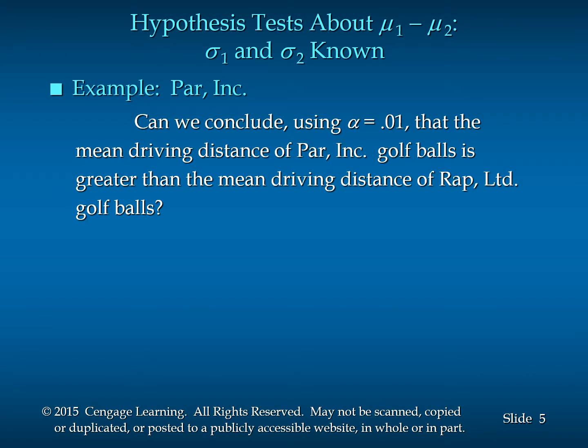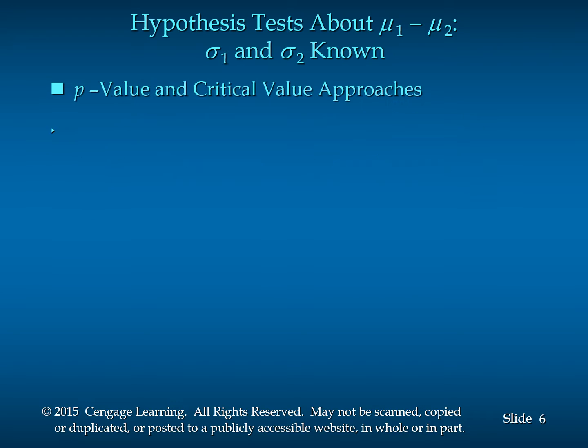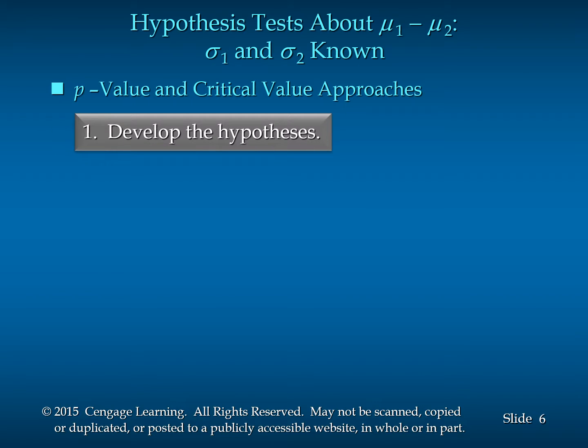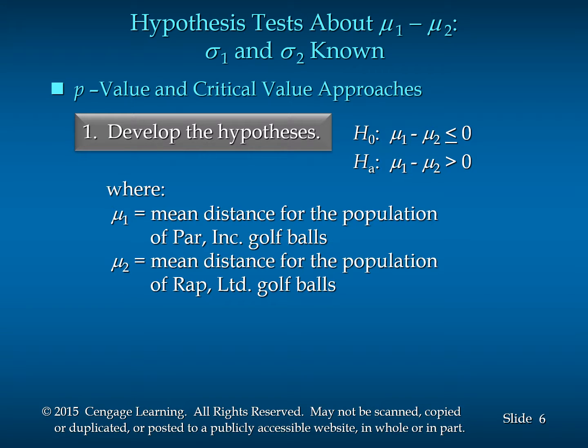Back to our golf ball example. Let's assume a significance level of 0.01. There are two approaches, as before with hypothesis testing, the p-value approach and the critical value approach. First, we need to develop the hypotheses.